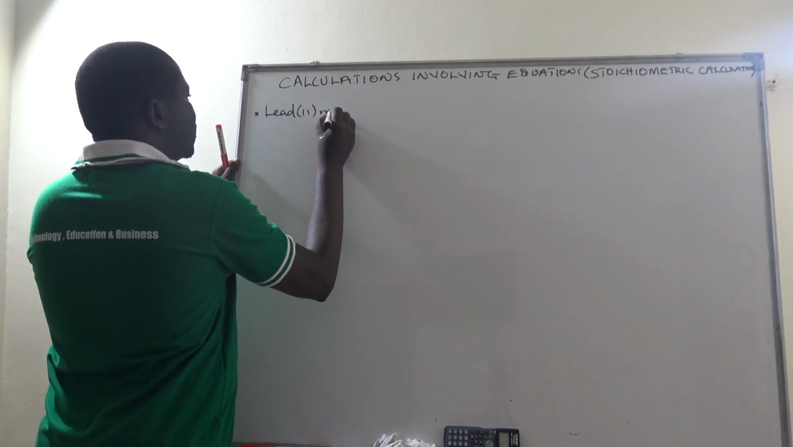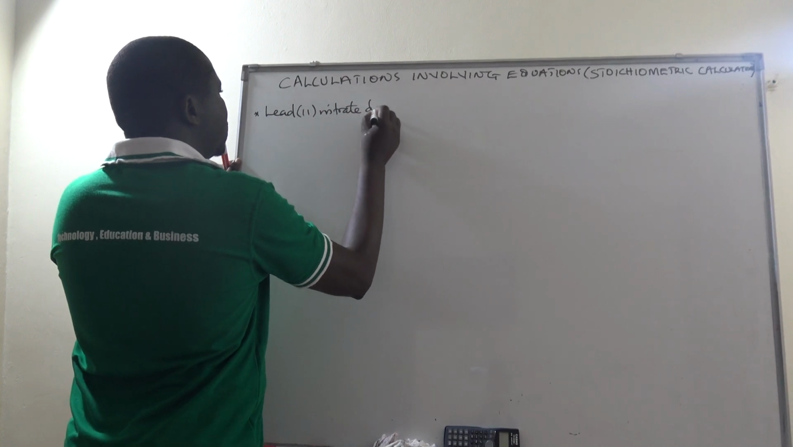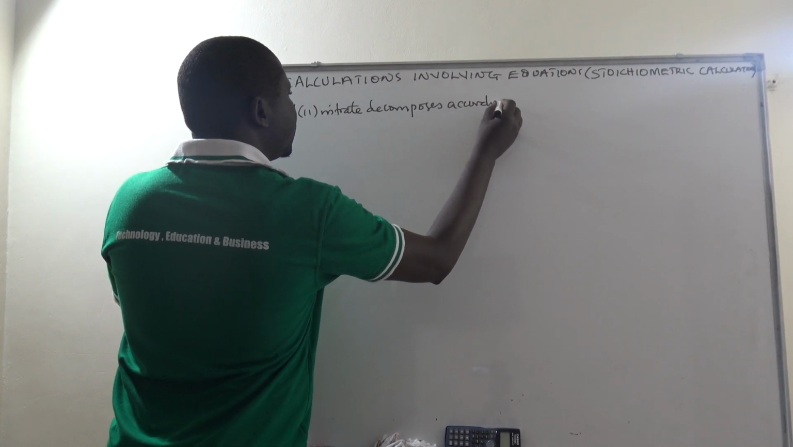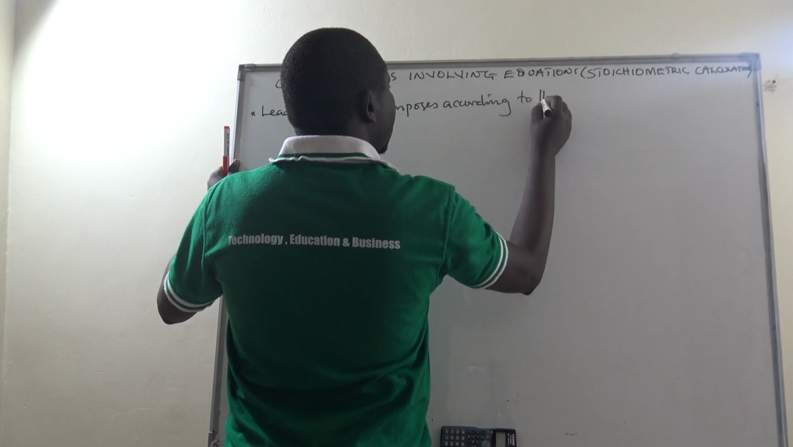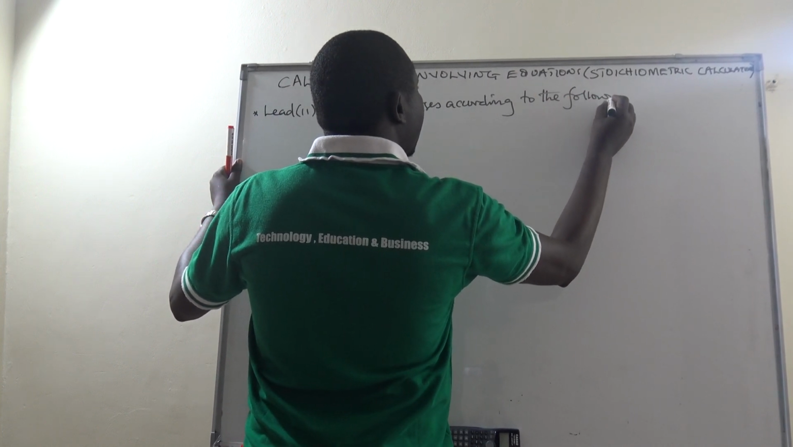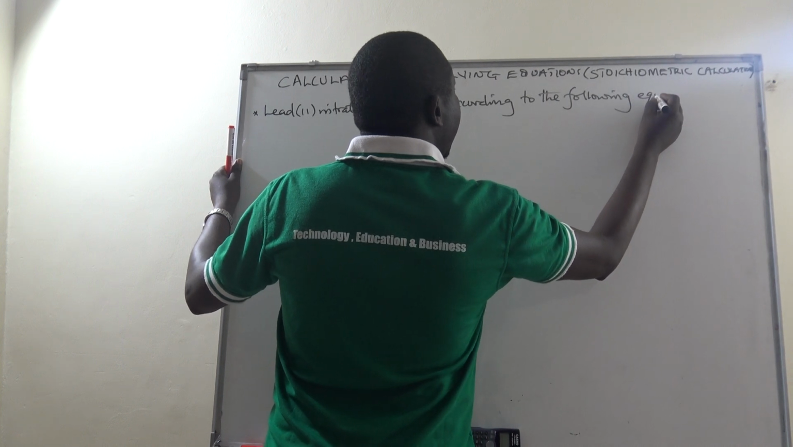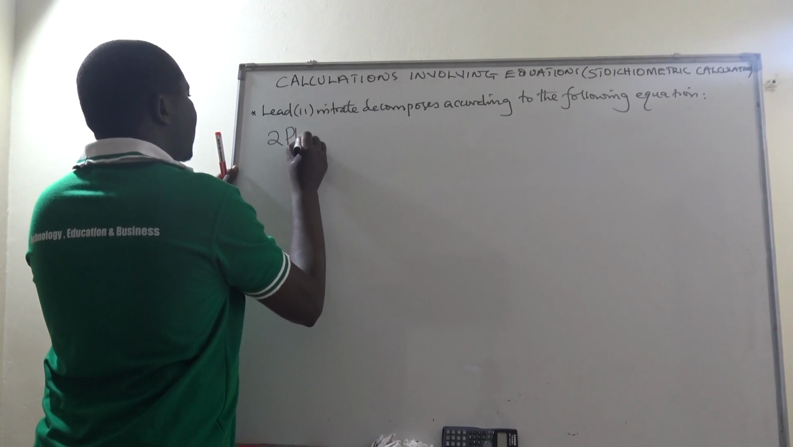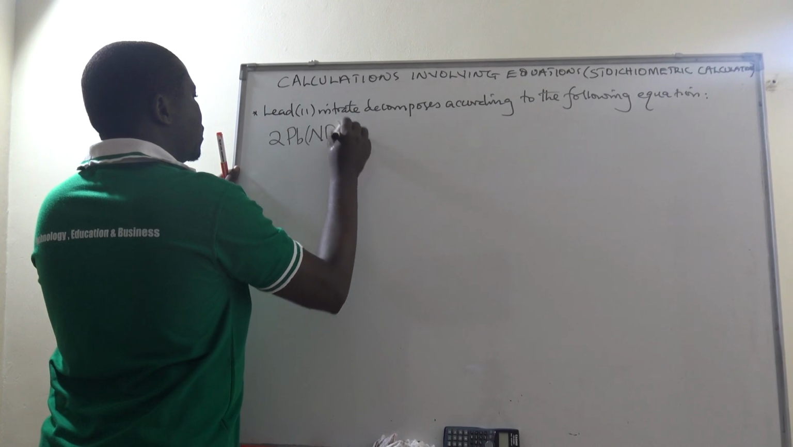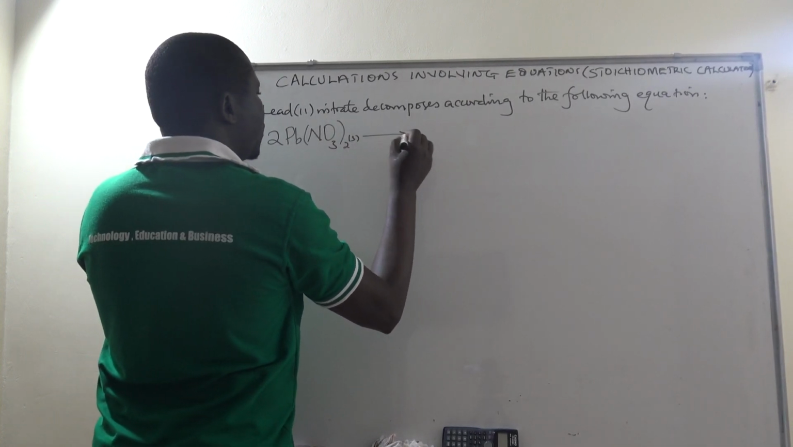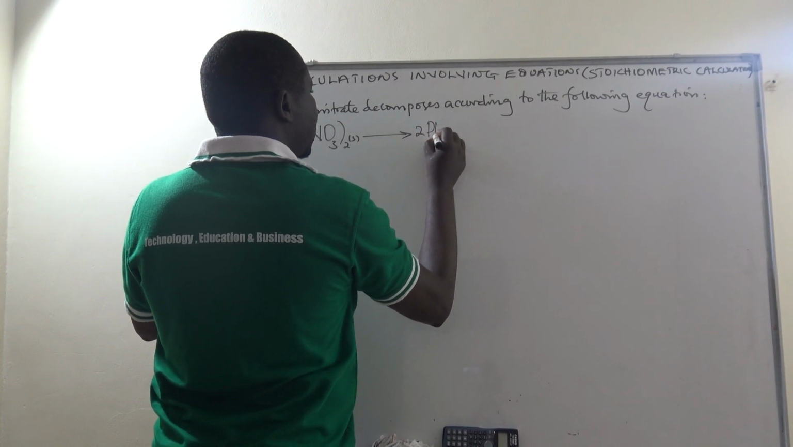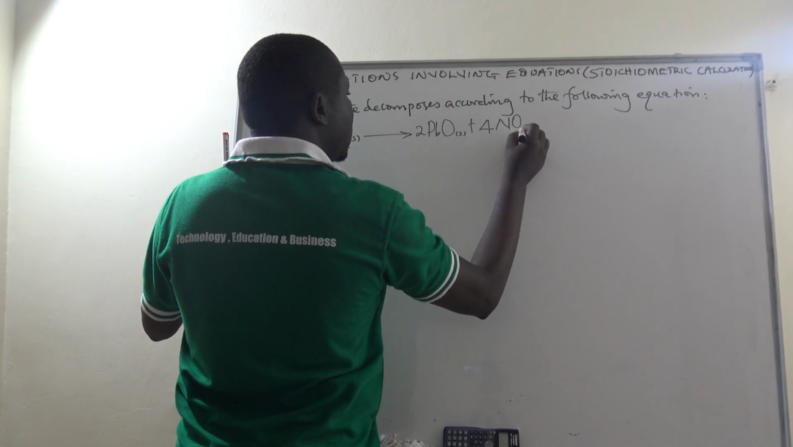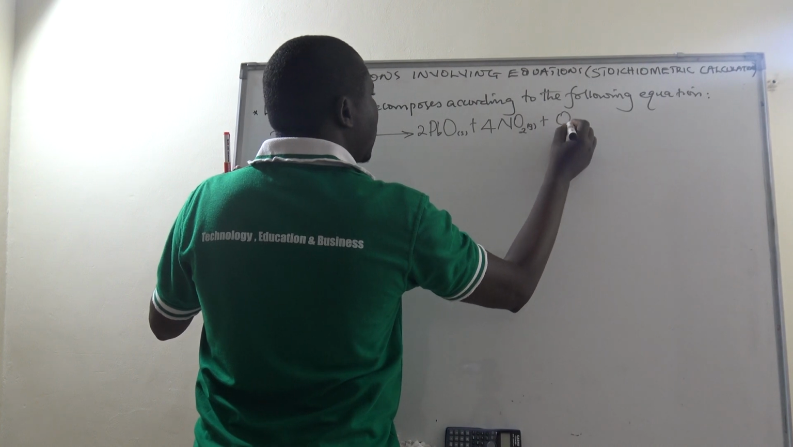Lead (II) nitrate decomposes according to the following equation. So 2 moles of lead (II) nitrate decomposes to produce 2 moles of lead (II) oxide, 4 moles of nitrogen dioxide, and a mole of oxygen gas.